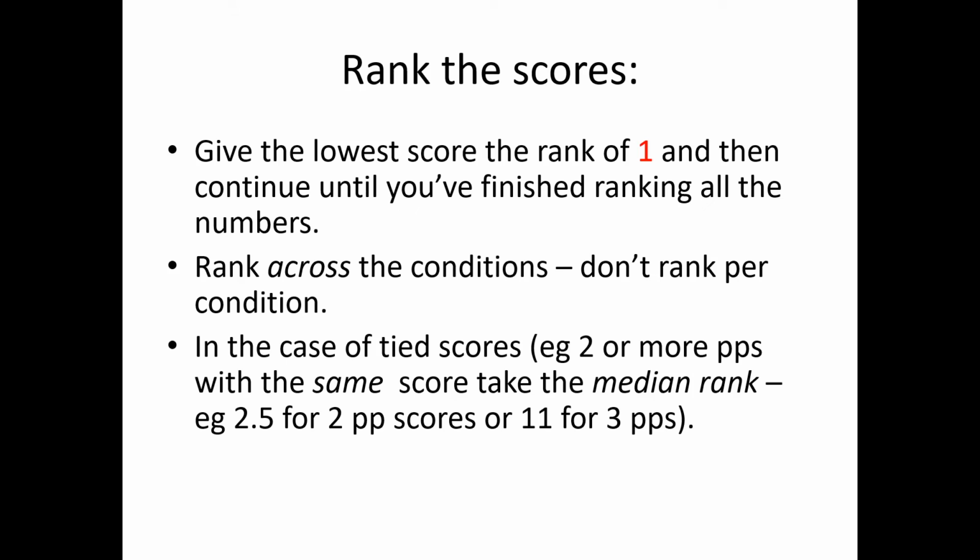What you need to do is rank the scores. So you start with 1 as your lowest rank. You find your lowest score. You give that score the rank of 1. And you just keep ranking across the conditions. You don't rank condition A and then rank condition B. You rank the whole data set.